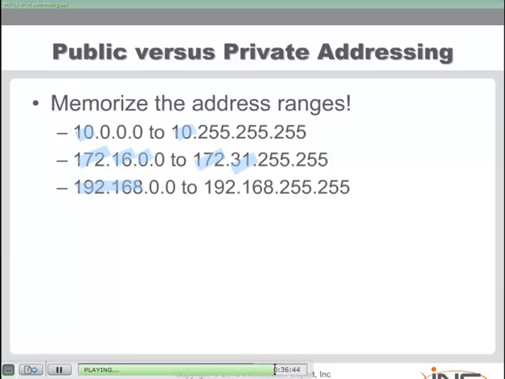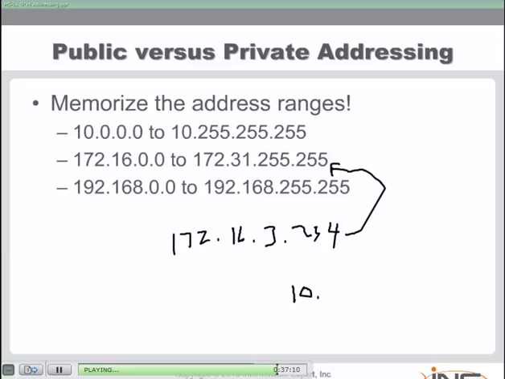So if you see an address like 172.16.3.254, you immediately recognize that address as one of the private use only addresses. Or if you were to see an address and it begins 10 dot anything, we immediately identify it as one of the private use only addresses. Obviously, a very, very important skill to have.